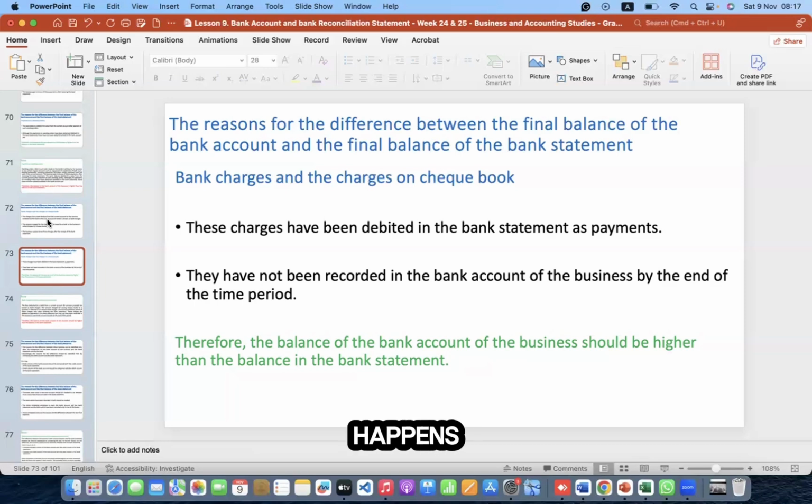So what happens ultimately is the balance of the bank account of the business is a little bit higher than the bank statement. Because the charges have all been deducted in the bank statement. For the checkbook you have taken, maybe SMS and other communication charges, and if you have taken a bank statement also, those charges.